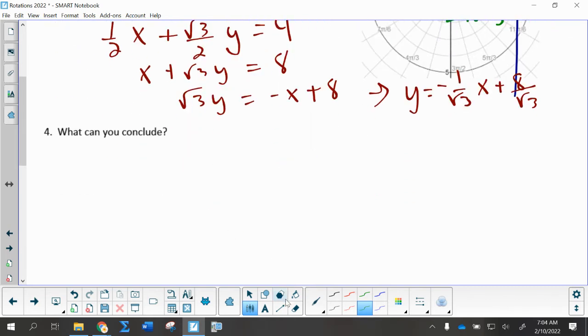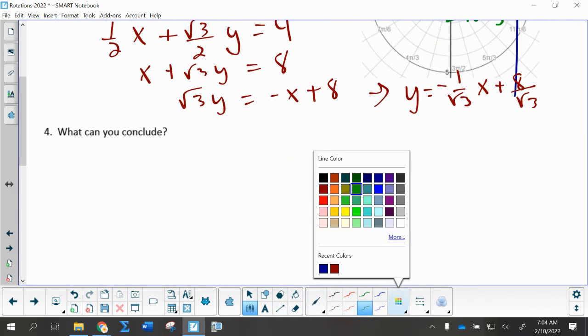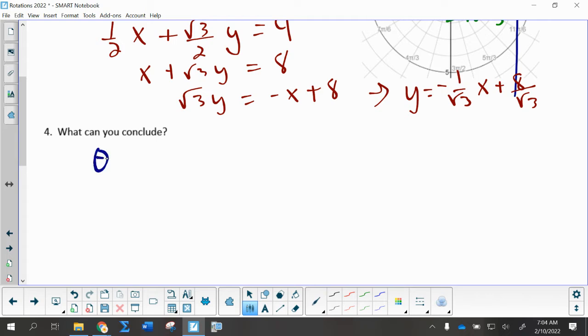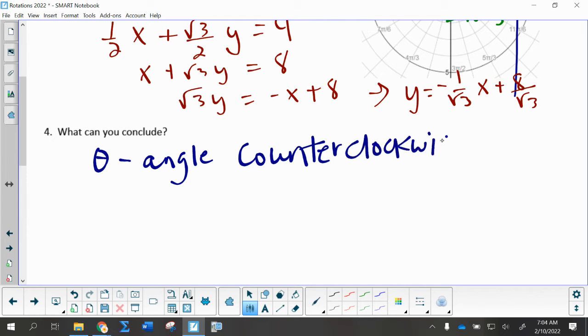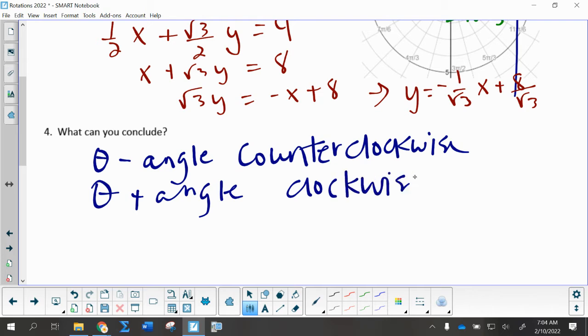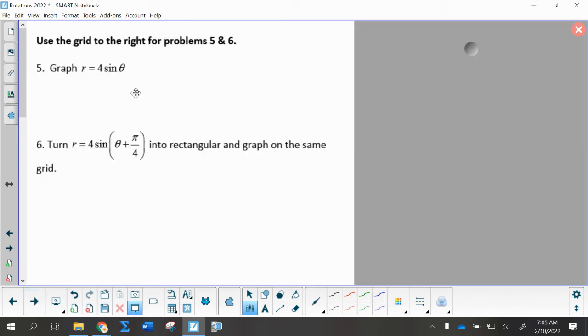Okay, so hopefully you can conclude that if you have theta minus an angle, I guess I should have said it like that, this would be a counterclockwise rotation. And if you have theta plus an angle, then it's going to go the other direction, which is clockwise. This is true if you're graphing a line or if you are graphing a circle. So here we now have a circle.